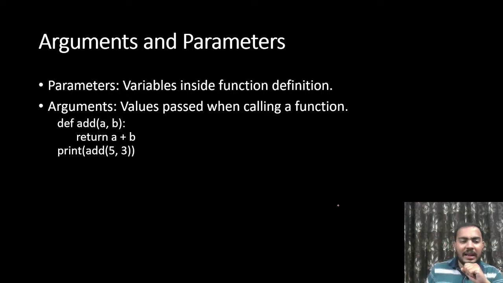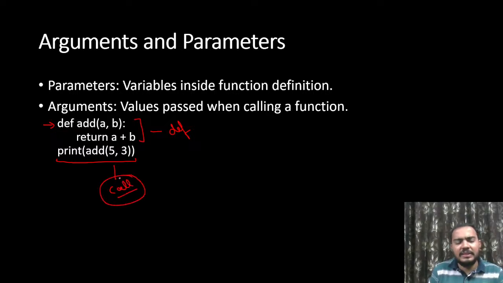So to understand arguments and parameters, we have a very simple example over here: def add(a, b) and then return a plus b. And then you can see this line over here, right? Now this line over here is the function calling part. Now this def keyword and these two lines were the function's definition, and this line over here is the function calling part. It means it is that piece of code which is basically calling your function.